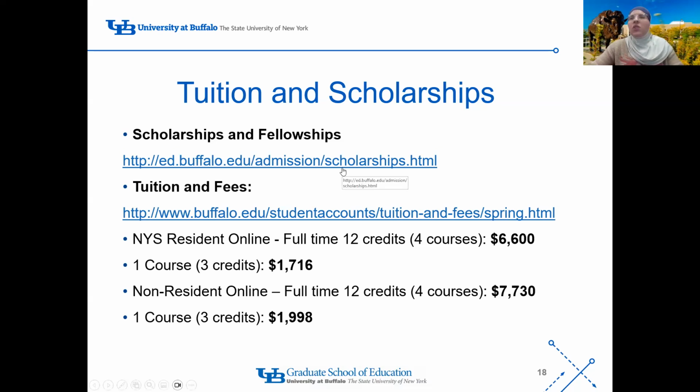There's also a lot of external scholarships and other affiliated scholarships with UB. Those are external ones that you would have to apply for separately, but the one within the education school would be within your application.